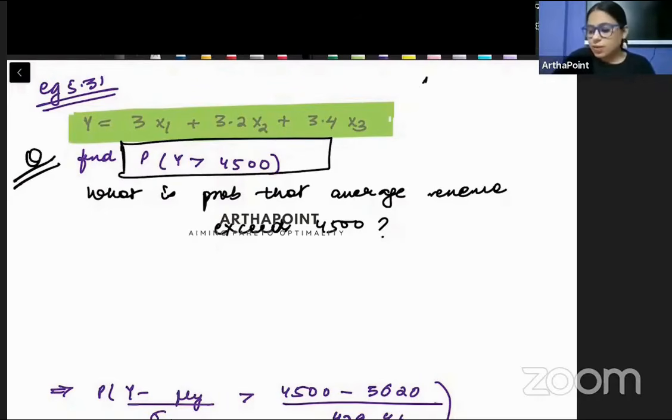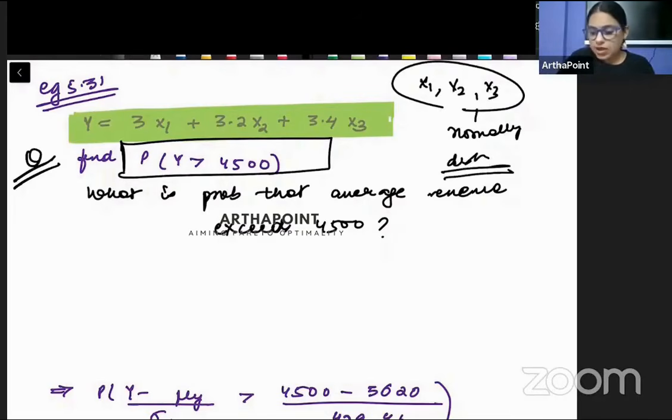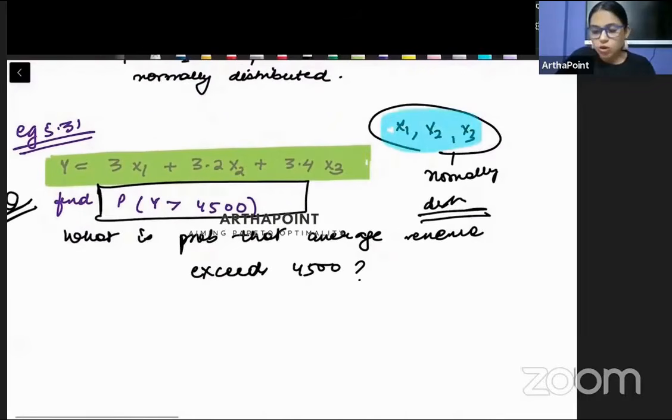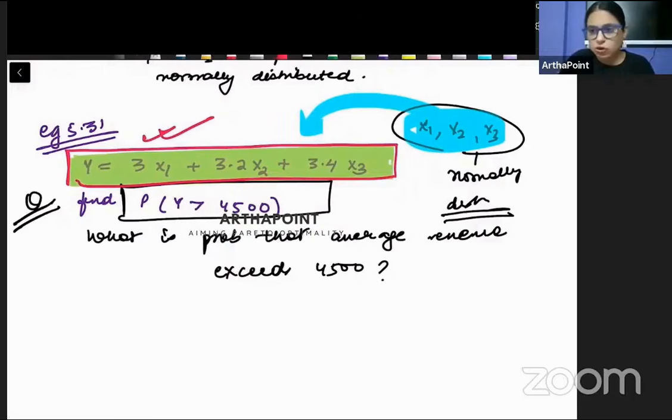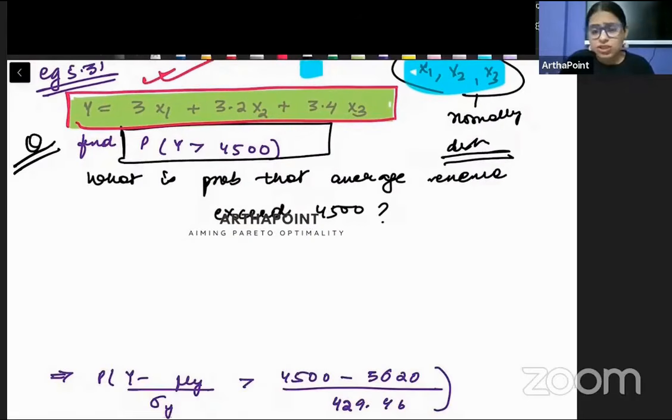And I am telling you that our x1, x2 and x3 are normally distributed. We have assumed that they are normally distributed. So beta, if x1, x2, x3 are normally distributed, their linear combination will also be normally distributed. What is their linear combination? That is y. So we are assuming that y is also normally distributed. If it is normally distributed, I can convert this into standard normal variable format.